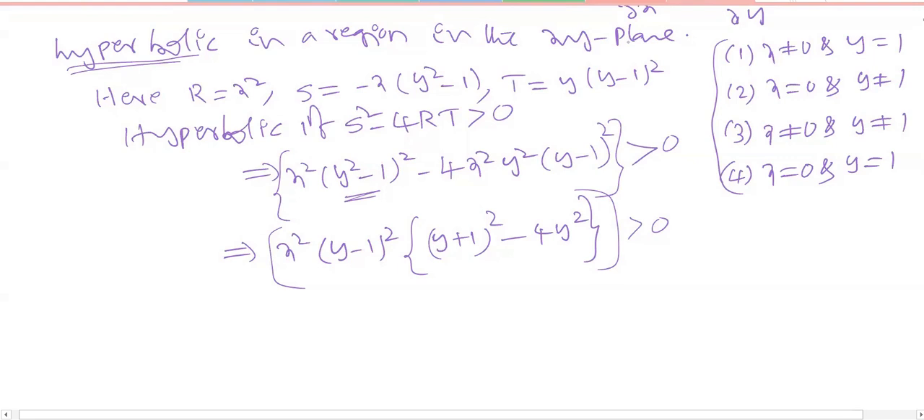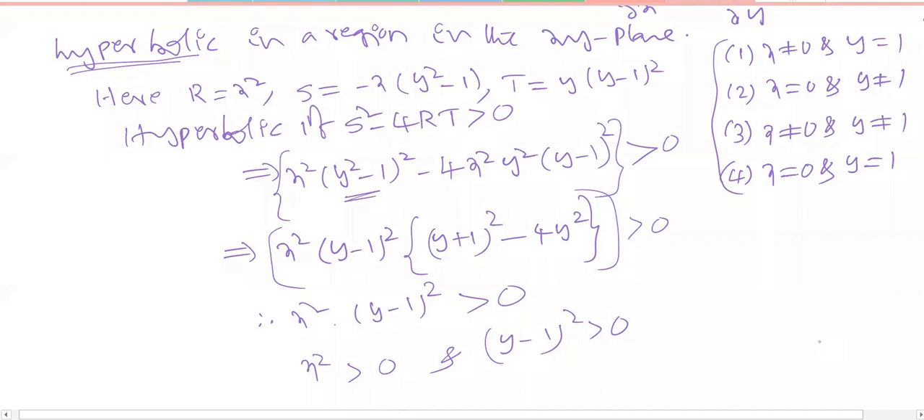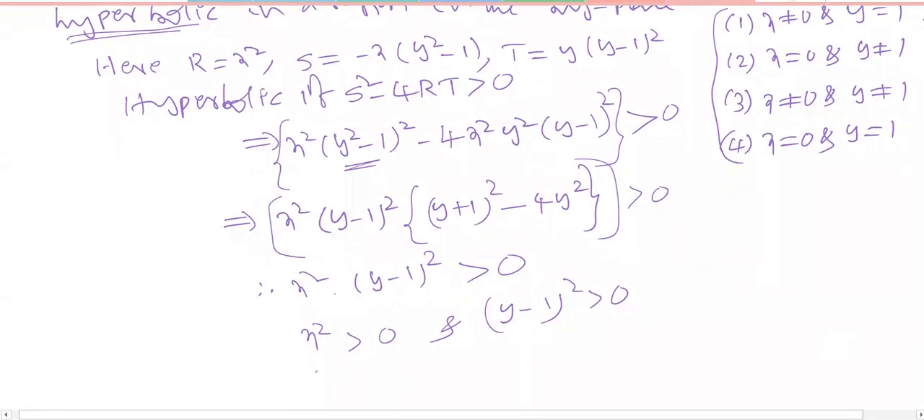Okay, we are using the hyperbolic condition. In this case, we can write x square into y minus 1 whole square is greater than 0. So x square greater than 0, and y minus 1 whole square is also greater than 0. Okay. So in this case, x is not equal to 0, and y is not equal to 1. So x not equal to 0, y not equal to 1 is the third option. Third option is the right option.